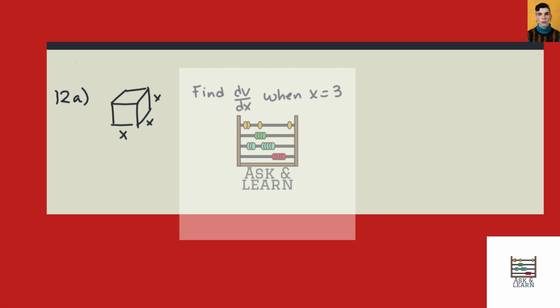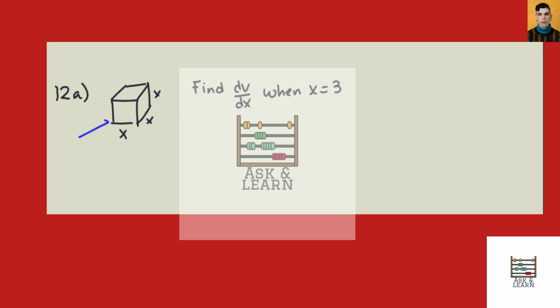The situation here is that the crystal is in the shape of a cube, and we're interested in finding the rate of change of the volume with respect to x when x is 3. So the volume of a cube is x cubed, and the derivative of that, dV/dx, would be 3x squared. Then for dV/dx at x equals 3, we substitute a 3 in there for x, and we get 3 times 3 squared, and that would be 27.